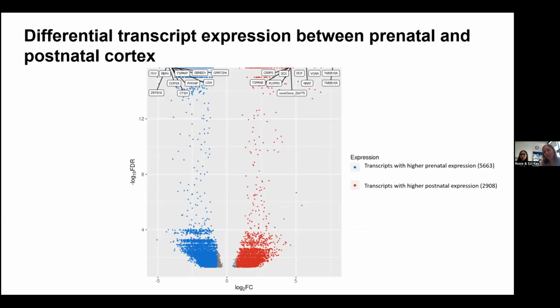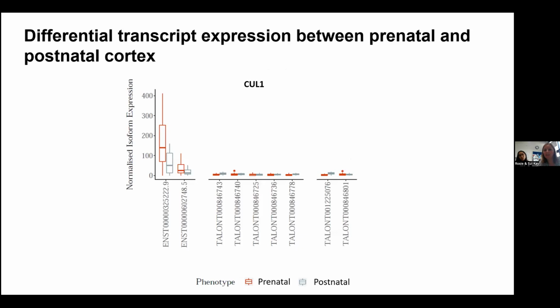We can also look at the differential transcript expression between prenatal and postnatal cortex. And this reveals that there is a significant number of transcripts which have higher prenatal expression versus transcripts which have higher postnatal expression. Let's look at one of these genes in more detail. This is the CUL1 gene, which is again in the top 10 schema gene list. You can see that these two transcripts on the left-hand side have significant differences in isoform expression between prenatal and postnatal samples. So the isoform expression is significantly higher in prenatal samples in red compared to the postnatal samples in grey.